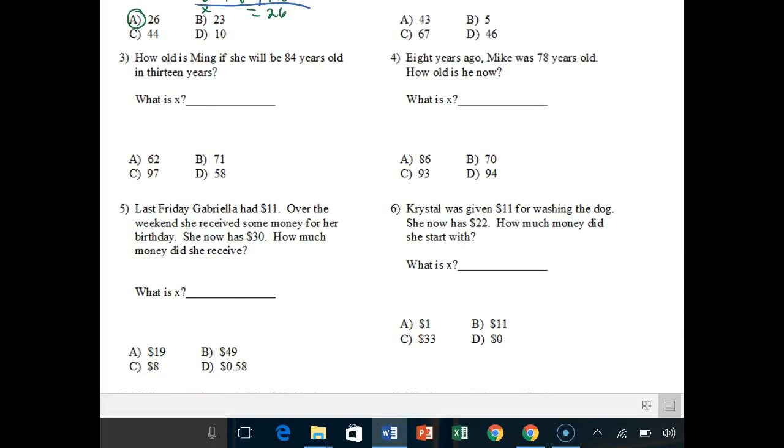Number 3, how old is Ming if she will be 84 years old in 13 years? So what is x? X is definitely Ming's age. It's something that we don't know. Okay, so if you say x, in 13 years, she will be 84 years old. So that would be x plus 13 is going to be equal to 84. In 13 years, if you add it to x, it will equal 84. That's exactly what that's saying.